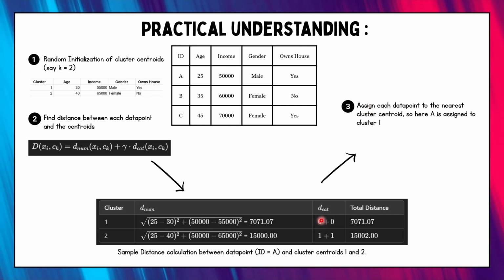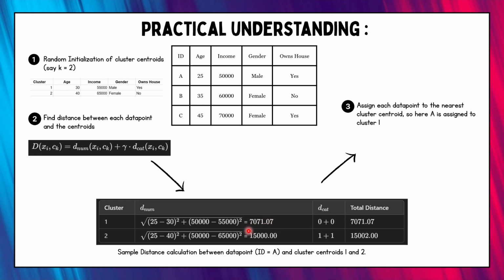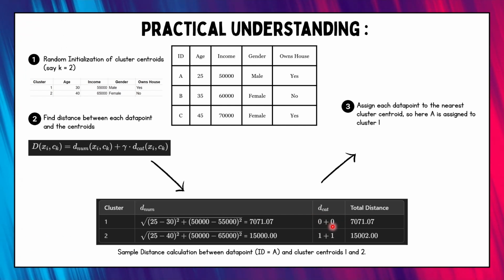You see the scale of these two values? The distance between the numerical columns is in thousands of scale, even tens of thousands. And the scale of the distance between categorical columns is in the scale of 1 or 2, I mean in kind of binary scale.